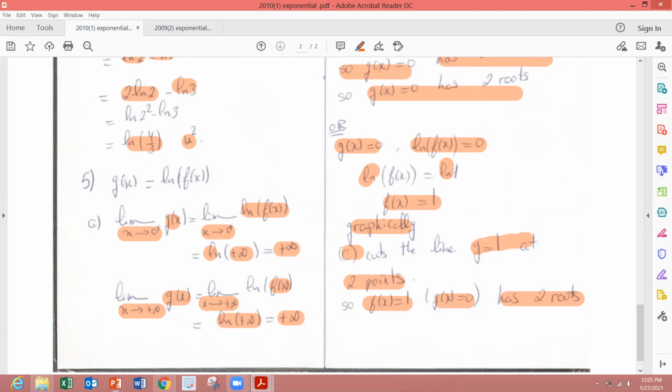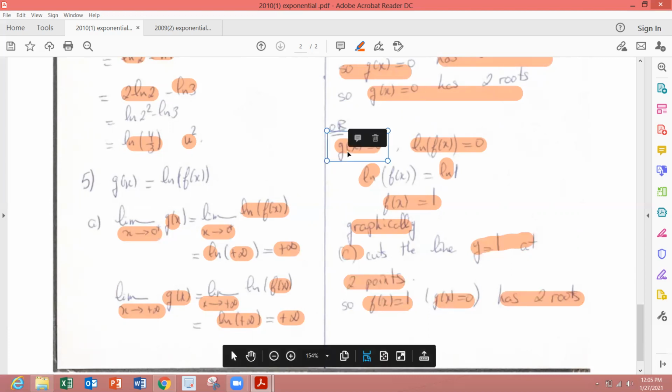He said let us write g x equal to 0. We are going to solve g x equal to 0. It's required to say g x equal to 0.